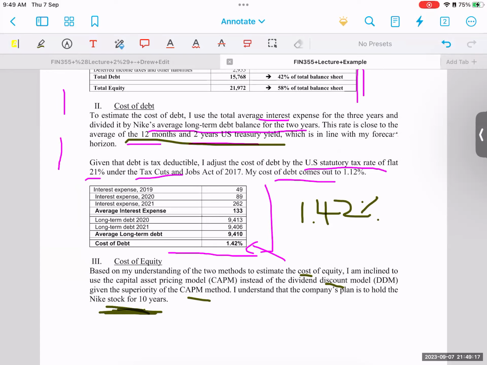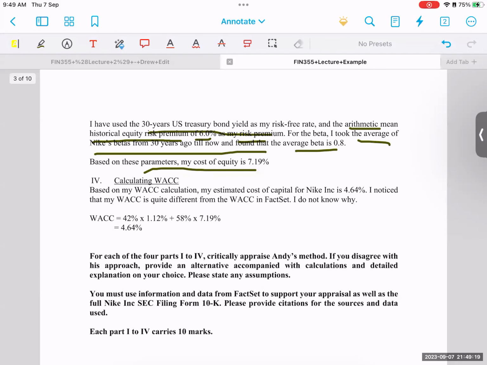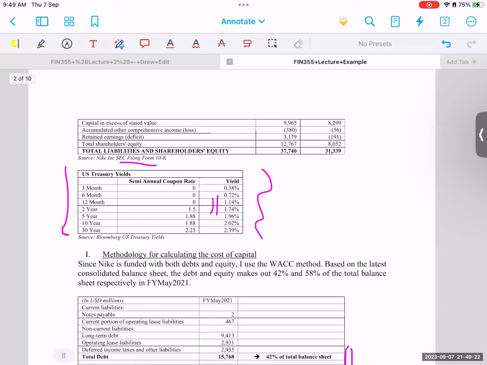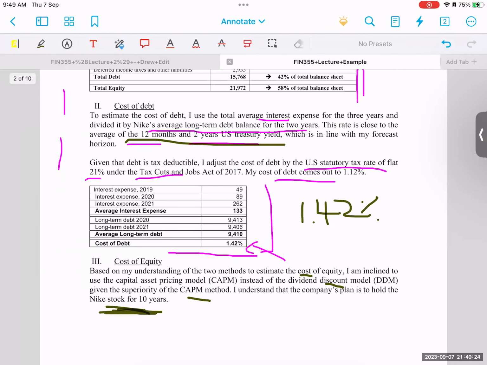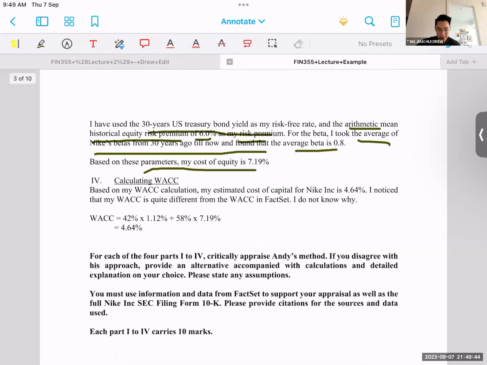I'd like to try. I think using the CAPM method is correct because nothing is mentioned about dividend payments. Okay, so you've got to use this, so-called no choice. And since Nike is holding the stock for 10 years, why is it using the 30 years bond yield? I think you should use 10 years instead of 30 years. Yes, that's correct. Match the horizon. Very good.